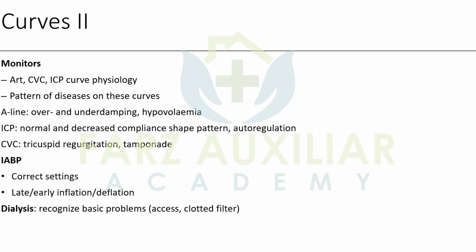In IABP, the correct timings, late deflation, early deflation, late inflation, early inflation, these types of IABP curves they can ask in the exam. In dialysis, they can ask you to recognize some basic problems like access line kinked or filter clotted. So TMP, transmembrane pressure, may be increased, and this is shown in the dialysis curves. So these things they will ask in the curve station.